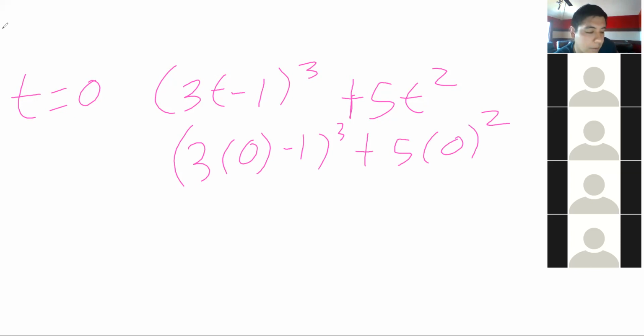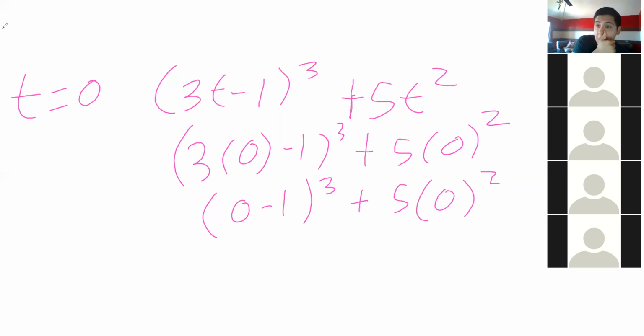So what do we start off with? Parentheses. Right, so inside the parentheses, what do we do first? 3 times 0, which is equal to 0. Okay, so still inside the parentheses, if we do 0 minus 1, what do we have there? -1. -1 cubed. Good. Okay, so what's next?